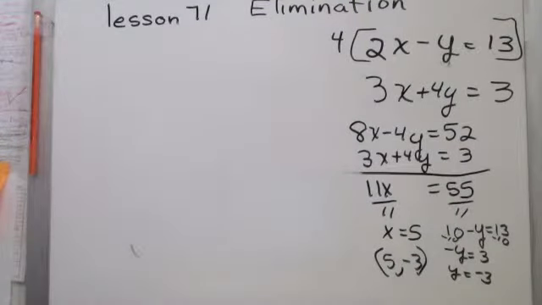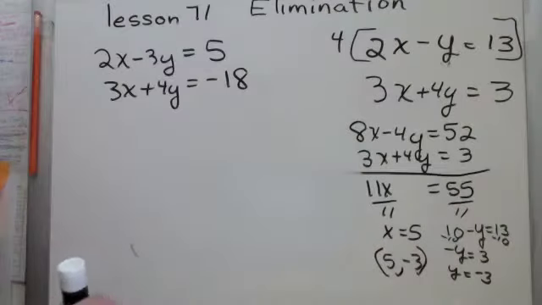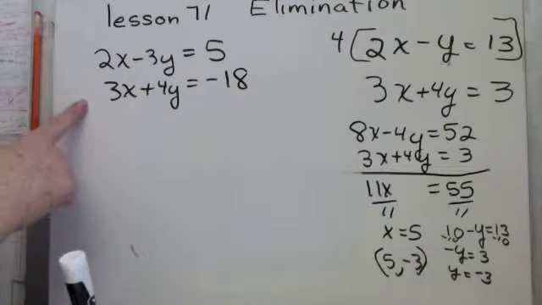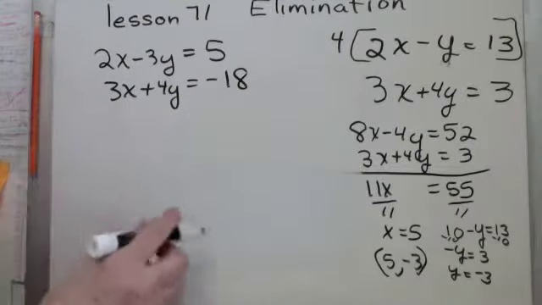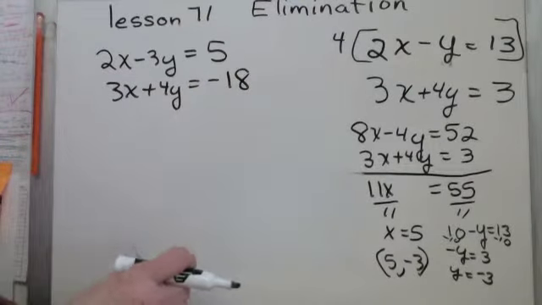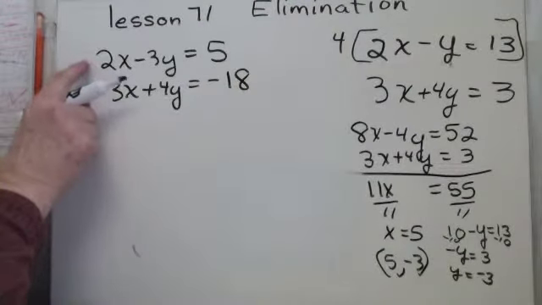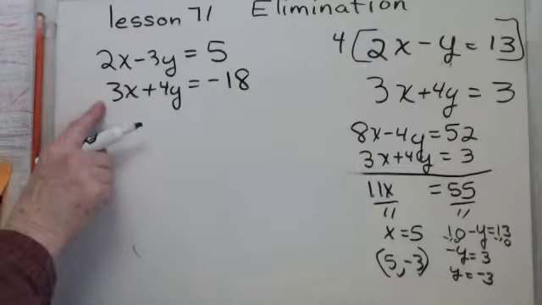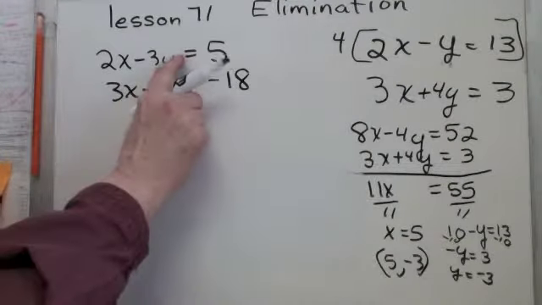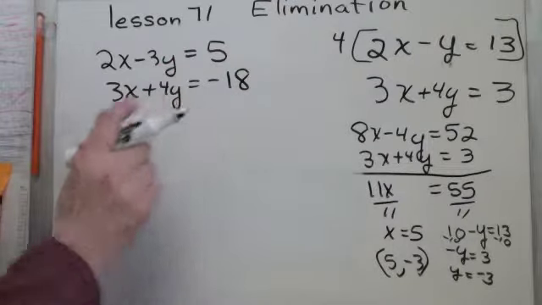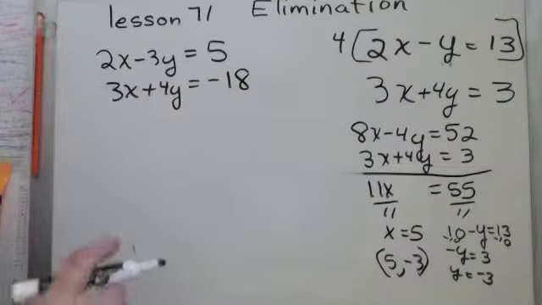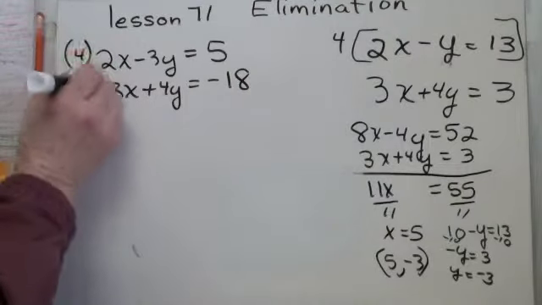Okay, the next example I do is going to be a little bit trickier, because I have to multiply both equations by some number so that I can get both the x's and y's the same. I can either multiply this by 3 and this by 2 to get the x's the same, or this by 4 and this by 3 to get the y's the same. So I'm going to choose the 4 and the 3.